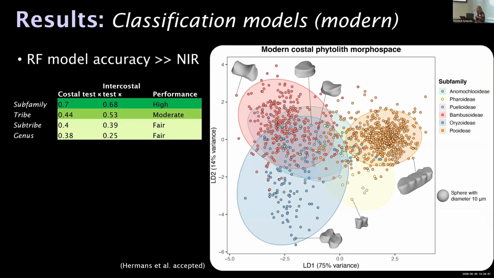Okay, so to make a long story short, the model worked pretty well. So especially at the subfamily and tribe level, it worked very well. And in all cases, the accuracy was a lot better than the so-called no information rate, which is basically random guess. This ordination here is just showing how these phytoliths are separating in morphospace at the subfamily level. So hopefully you can see there's some separation.